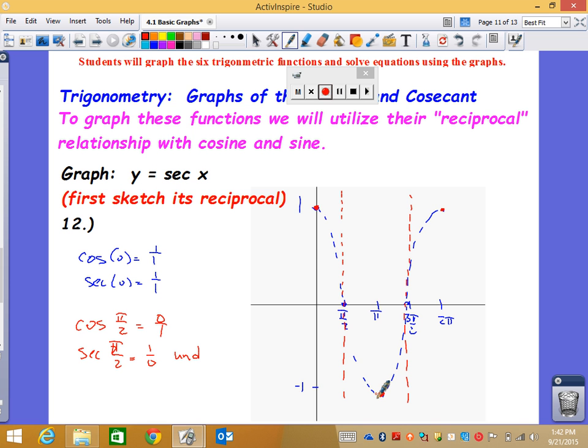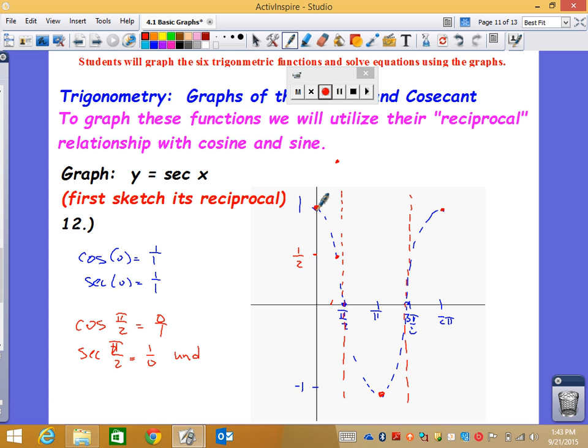But let's think about a point in between 0 and pi over 2. So how about half there? The point right there at a half. Well, we would flip the left-hand side, so we get the cosine of this x value, which is about 60 degrees, which is pi over 3. But we'd flip the right-hand side, so it would be 2 over 1. So we're actually up here at 2.